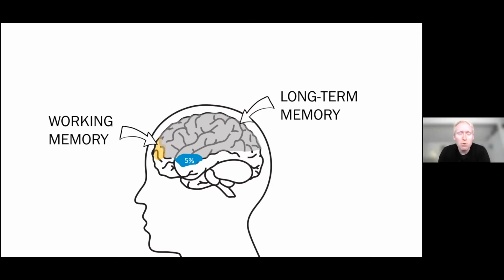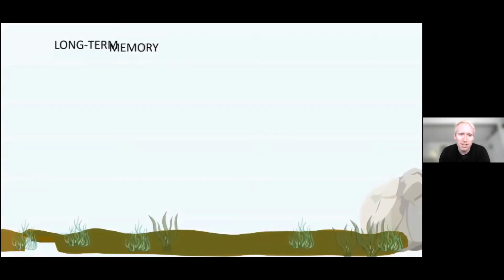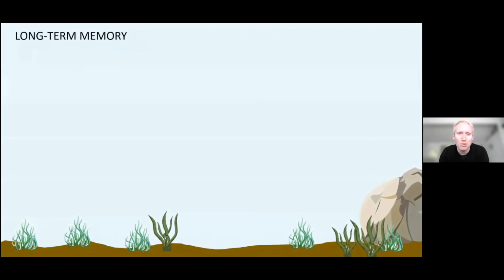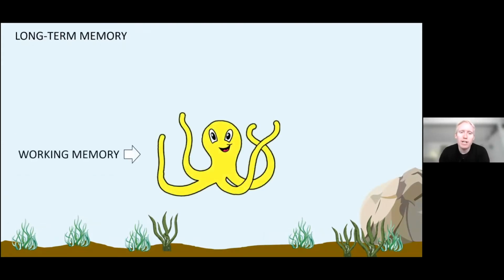I'd like to compare the two of these to an ocean. So think about your long-term memory as the ocean, and you could place a lot of things on the ocean floor. The ocean is large. And if long-term memory was an ocean, your working memory would be an octopus with a set of arms that it could use to pick up information and do things with that information.